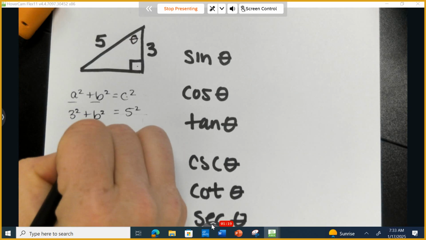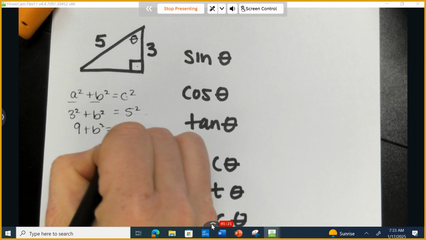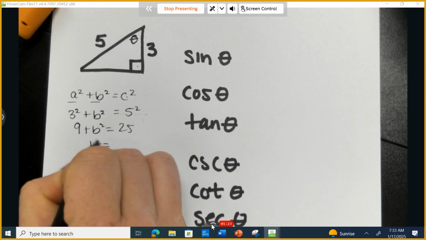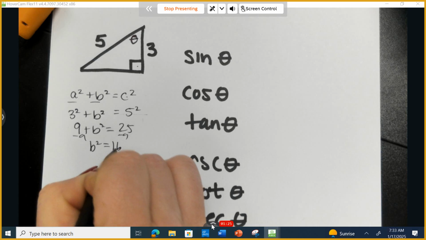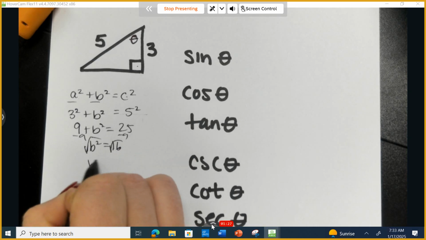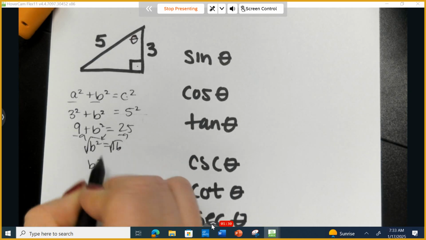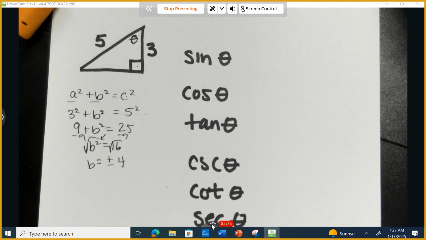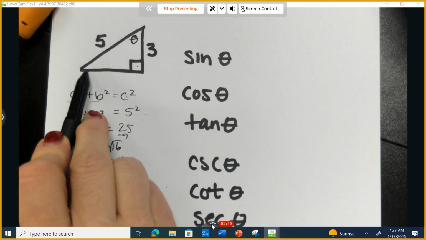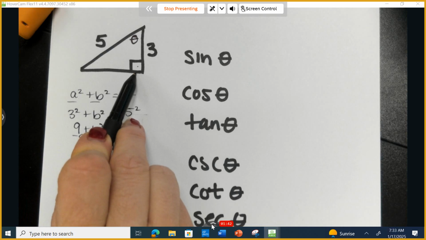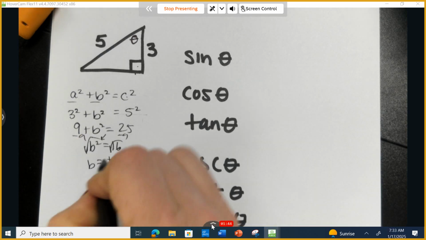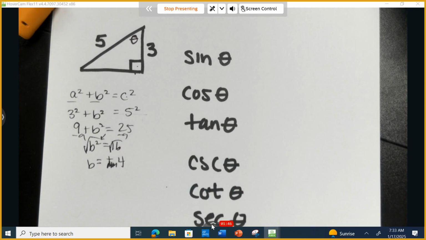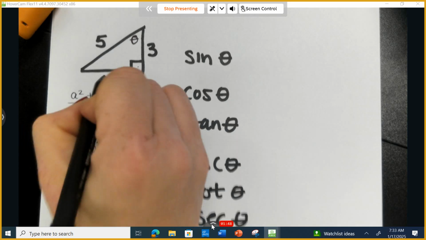Okay, so I have 9 plus b squared equals 25. So b squared, when I subtract the 9 to the opposite side, equals 16. I take the square root of both. Now here's the deal. This means you should get 2 values. You should have plus and minus 4. If I'm only doing algebra, I have a plus 4 and a minus 4. But remember, in this particular circumstance, I'm describing the length of the missing side of a triangle. And lengths are only described with positive values. That's why we keep it as just positive 4.